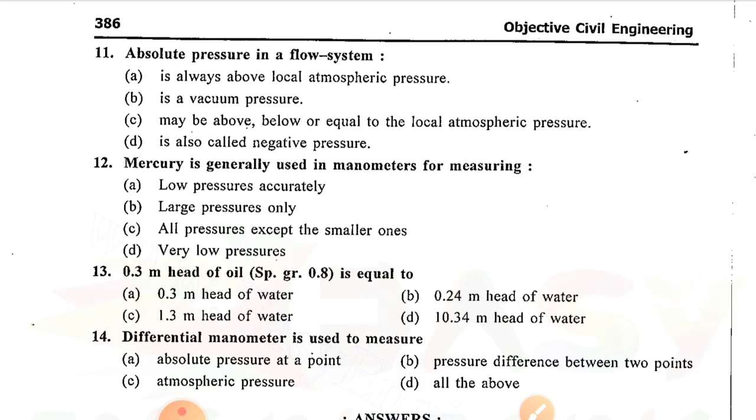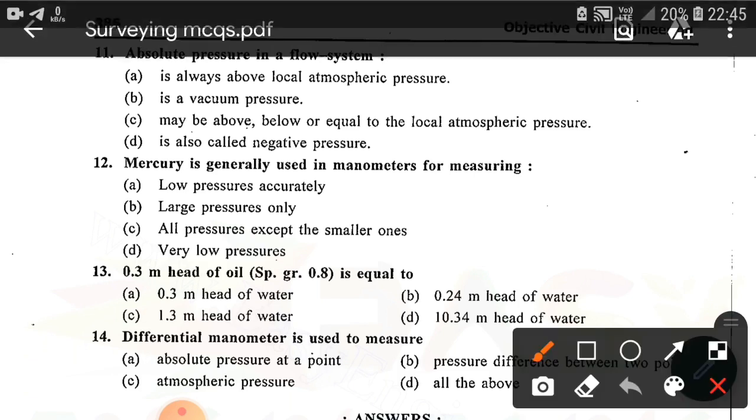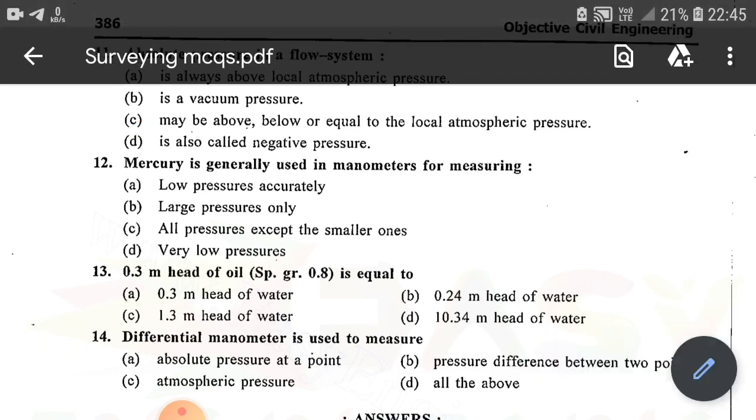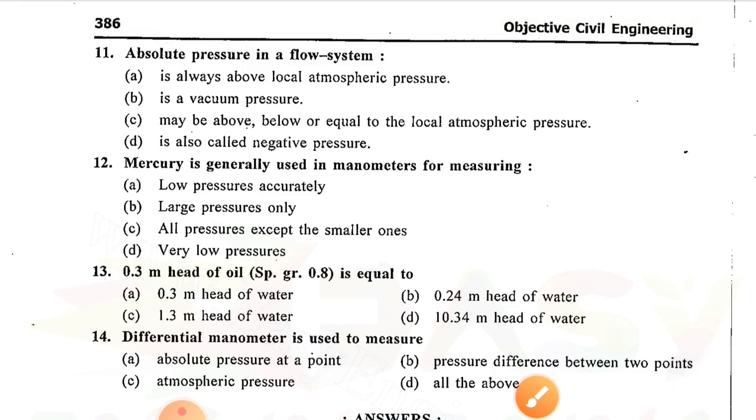Question number 11, absolute pressure in a flow system, option C is correct, may be above, below or equal to the local atmospheric pressure. Question number 12, mercury is generally used in manometers for measuring, option C is correct, all pressures except the smaller ones.